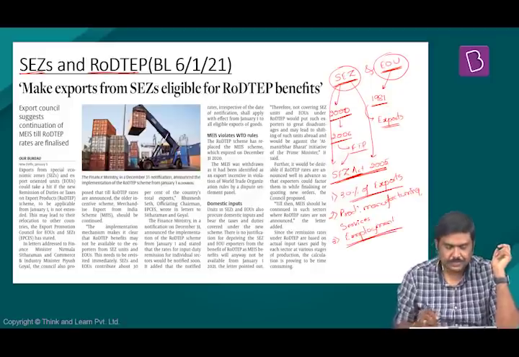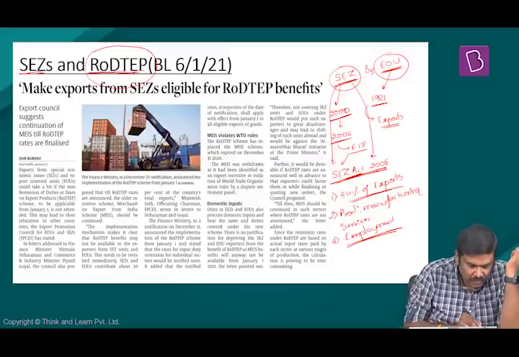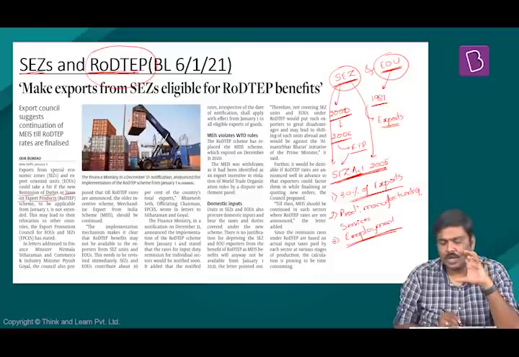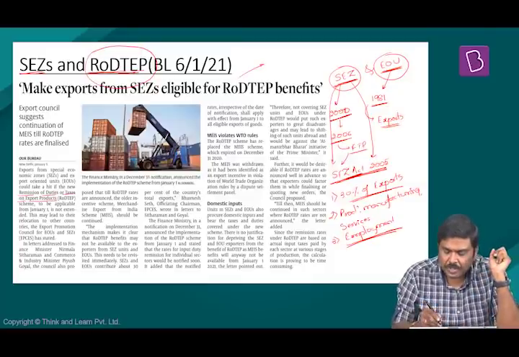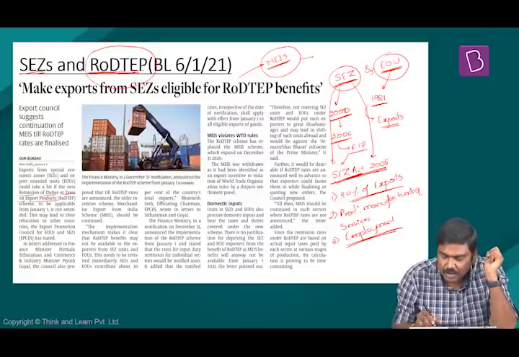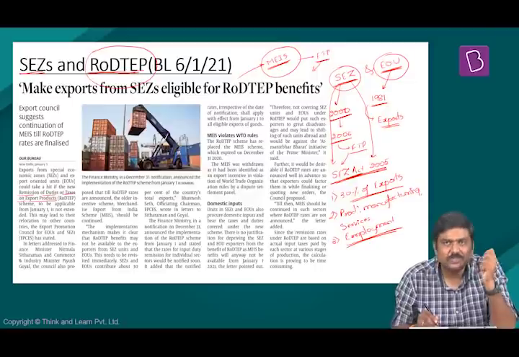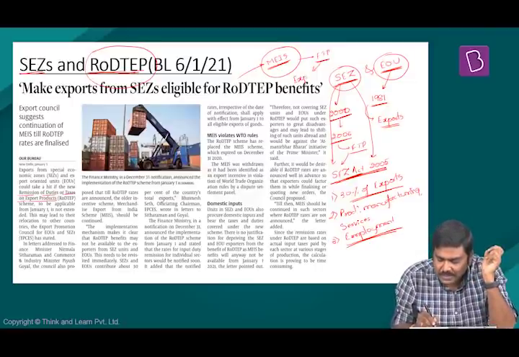In addition to this, another concept that has been mentioned is the concept of RoDTEP. RoDTEP basically stands for remission of duties or taxes on exports of products. And basically before RoDTEP, there was a concept of MEIS, Merchandise Exports from India Scheme. This was introduced as a part of foreign trade policy, under which Government of India, in order to promote more and more exports, that is specifically merchandise exports, provided export incentives.